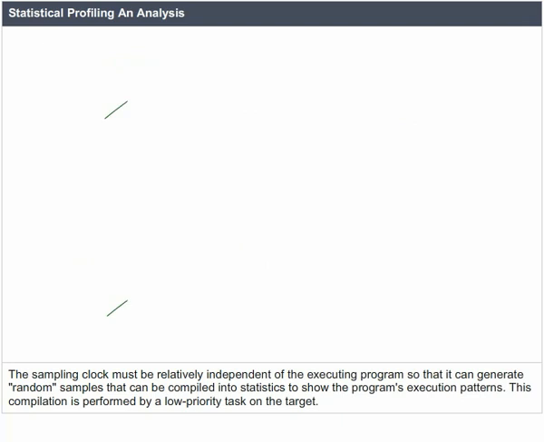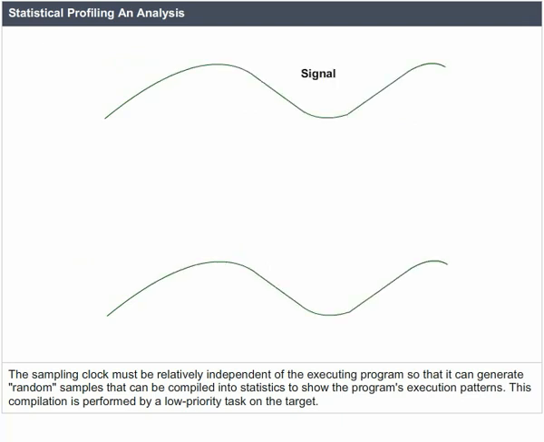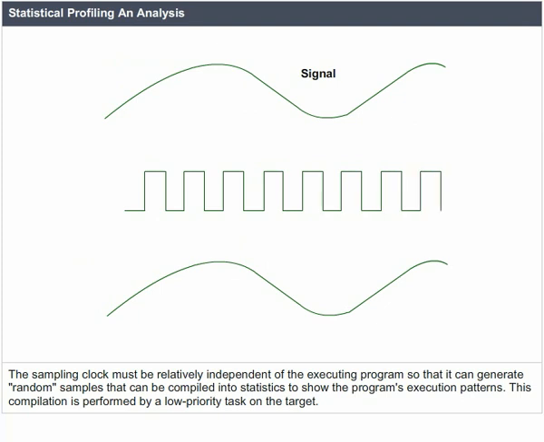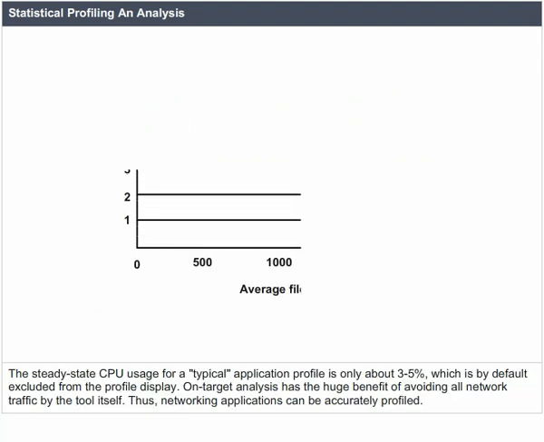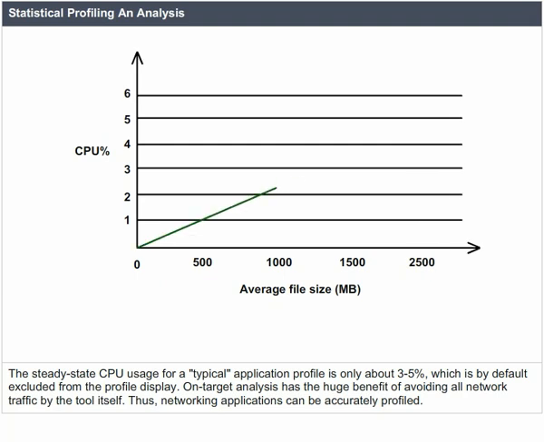The sampling clock must be relatively independent of the executing program so that it can generate random samples that can be compiled into statistics to show the program's execution patterns. This compilation is performed by a low priority task on the target. The steady state CPU usage for a typical application profile is only about 3 to 5%, which is by default excluded from the profile display.